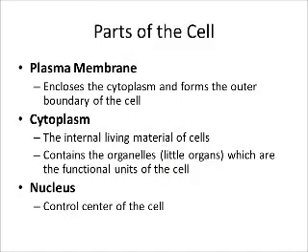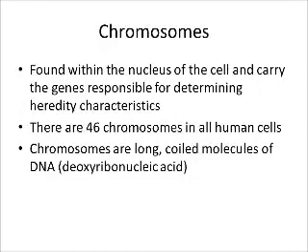The plasma membrane encloses the cytoplasm and forms the outer boundary of the cell. The cytoplasm is the internal living material of the cell, and it contains the organelles, which means little organs, which are the functional units of the cell. The nucleus is the control center of the cell.